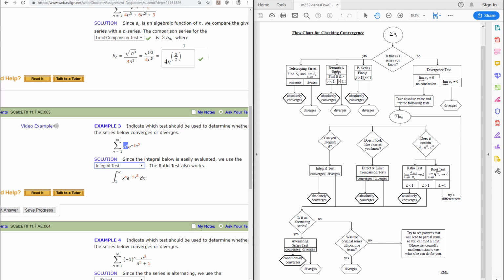So this, by the way, is none of these series that you know. If you do the divergence test, you can take the limit of this, and using L'Hopital's rule, this is going to go to 0, which is going to give us no conclusion. And then we do one of these tests, and it looks like something we can integrate. Apparently, you can also use a ratio test for this, so that'll work out as well.